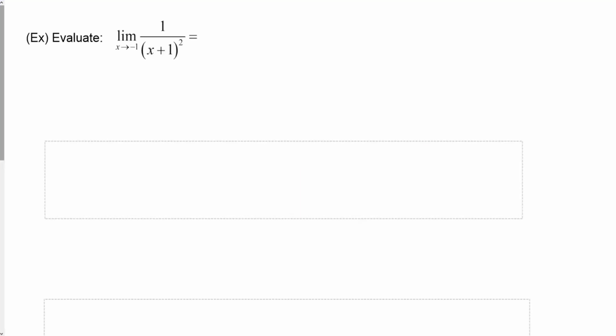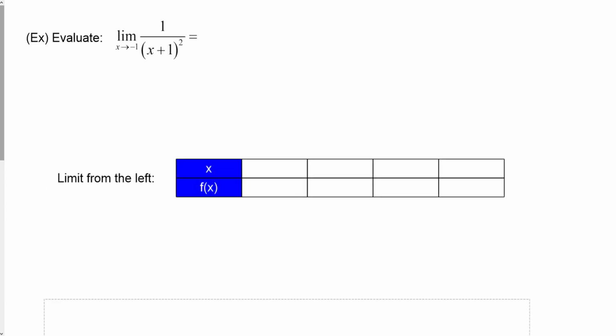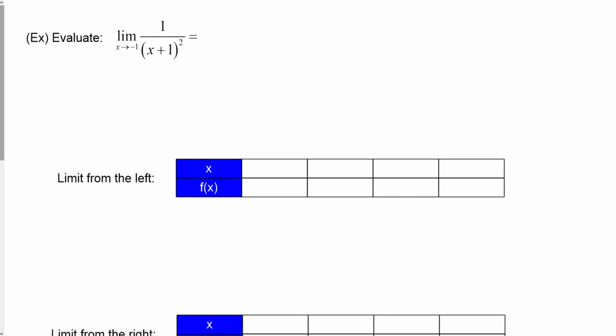In this next example, we'll take a look at what happens when things go to infinity. So we have a problem in this particular function with an asymptote. So at the limit point, negative 1, there's an asymptote. We have division by 0. So let's see what happens when we try and do this numerically. So we need a limit from the left, and we need a limit from the right. Well, we're looking as values approach negative 1. So first off, be careful when you choose your x values.